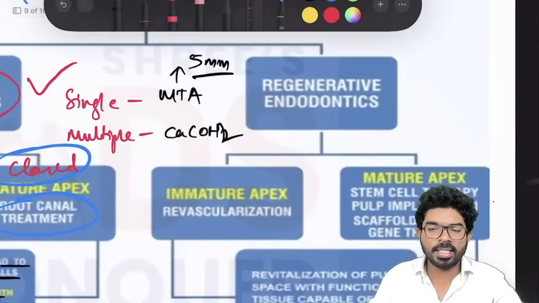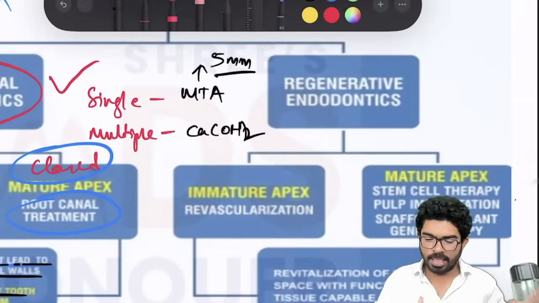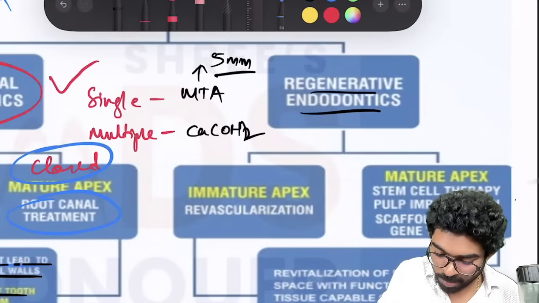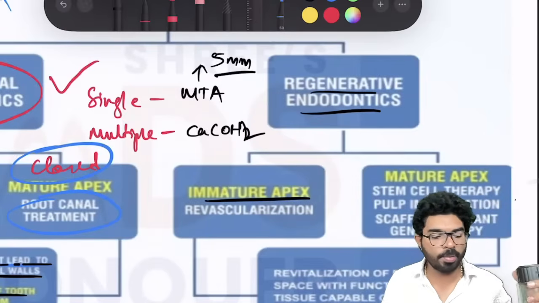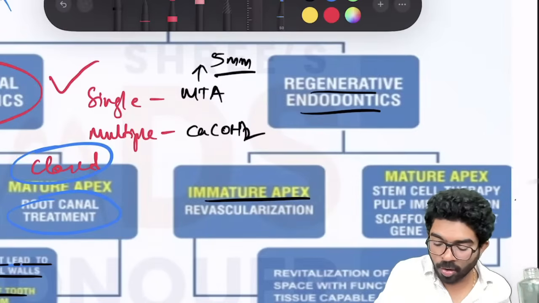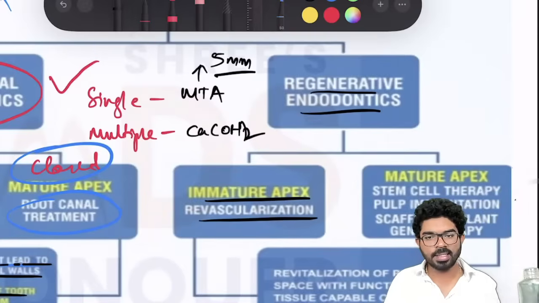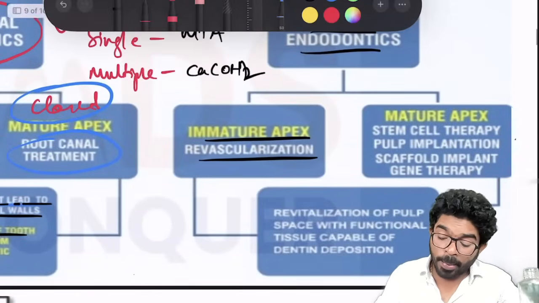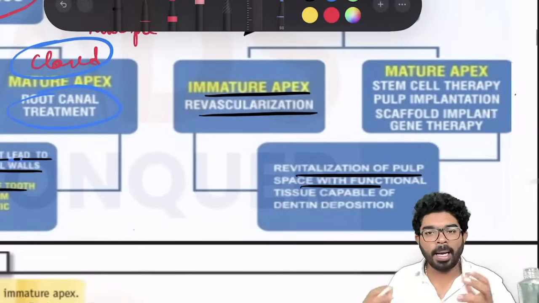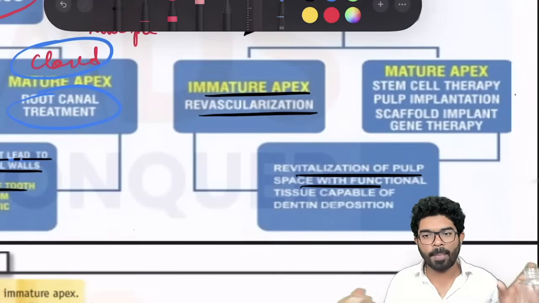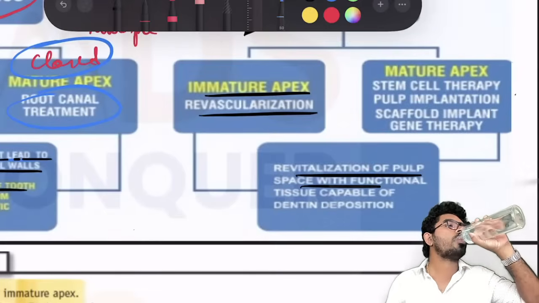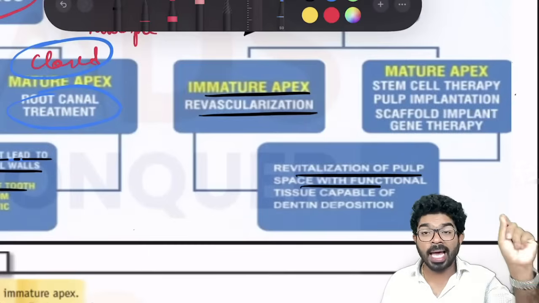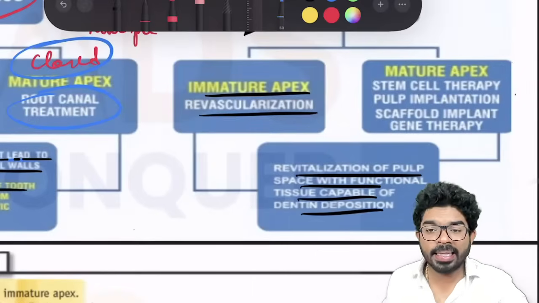Then regenerative endodontics came into existence. What is regenerative endodontics telling us? It is for an immature apex. For an immature apex, what am I going to do? I'm going to go for revascularization. What is revascularization? The pulp is gone, so I'm trying to develop pulp-like tissue. Whenever I have pulp-like tissue, pulp has the capability of generating dentin.